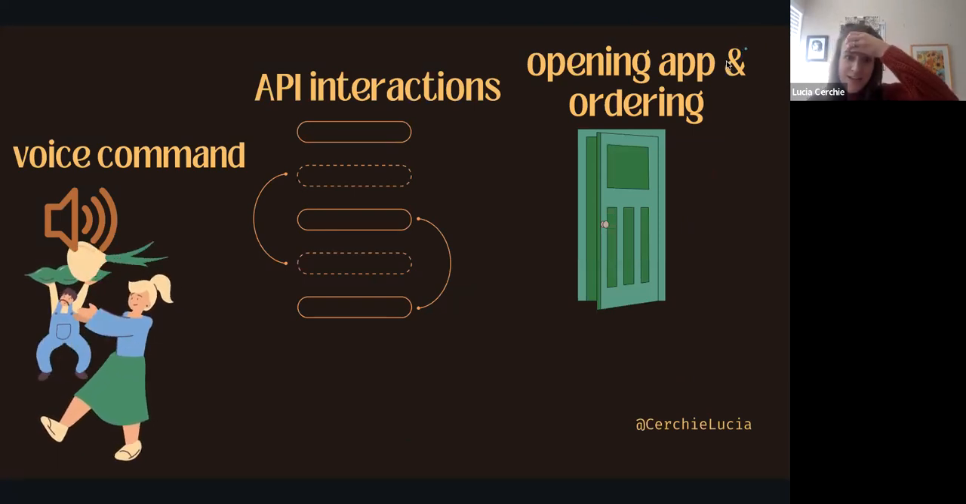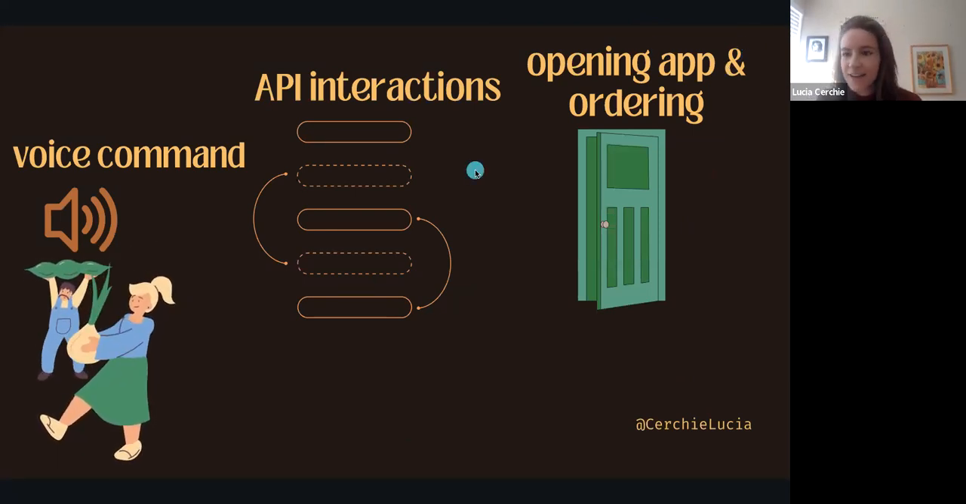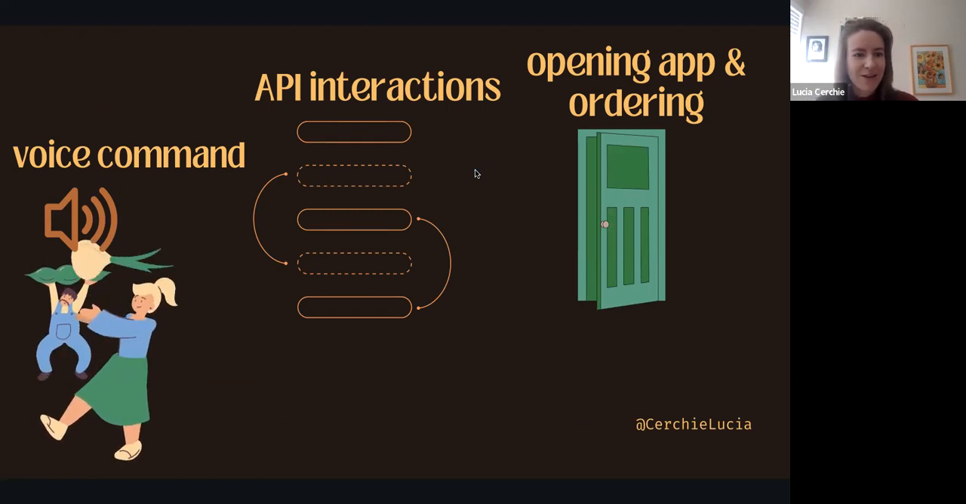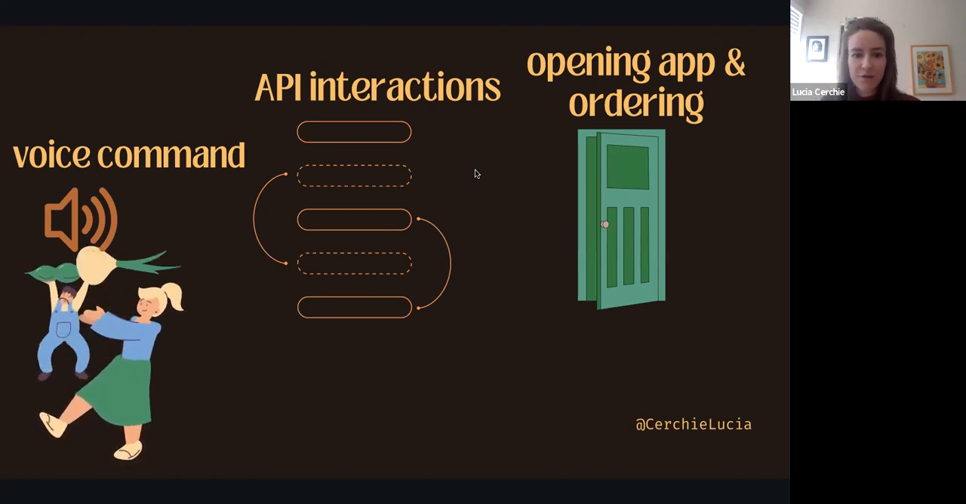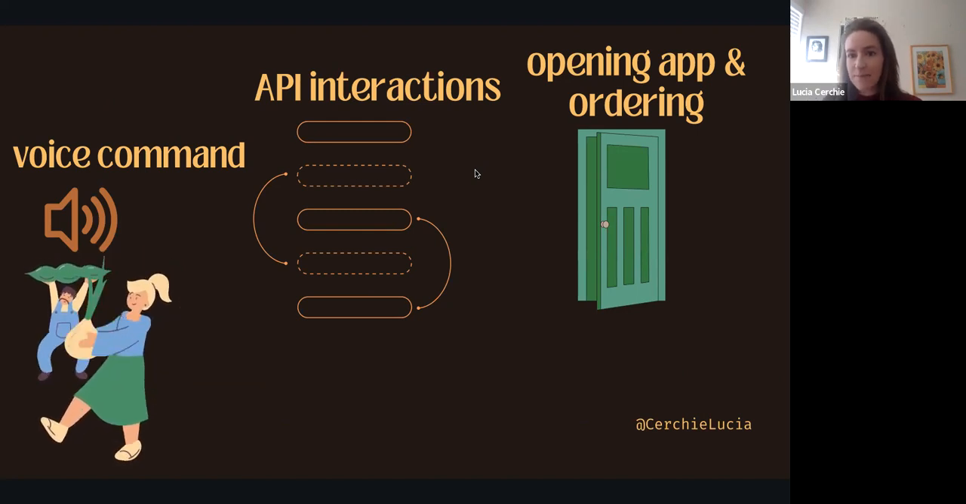Okay, so what is an event? Let's say you say, hey, my voice command app, hey Alex, or whoever it is, order groceries on my grocery app. What happens from there is that your voice command is recognized by the phone. It opens the app, it begins an order, and then that triggers a lot of API interactions.